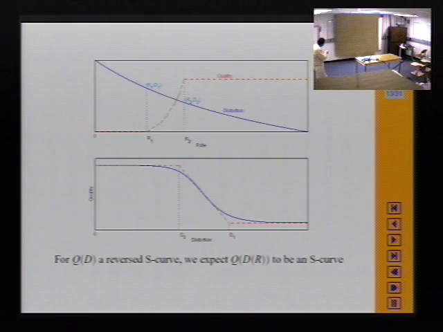So look, what does that remind you of? What kind of curve? Yeah, it looks like an S shape.